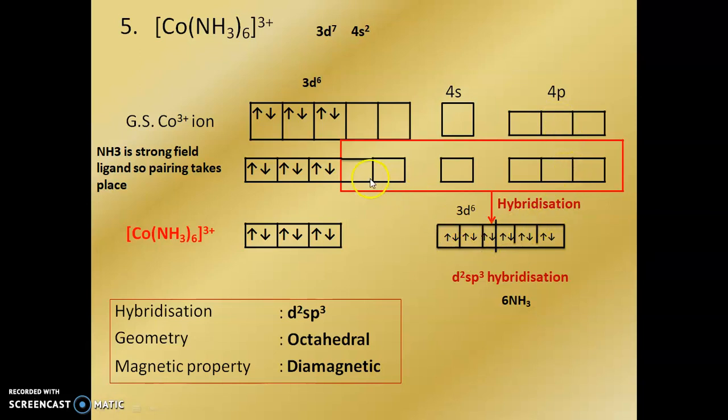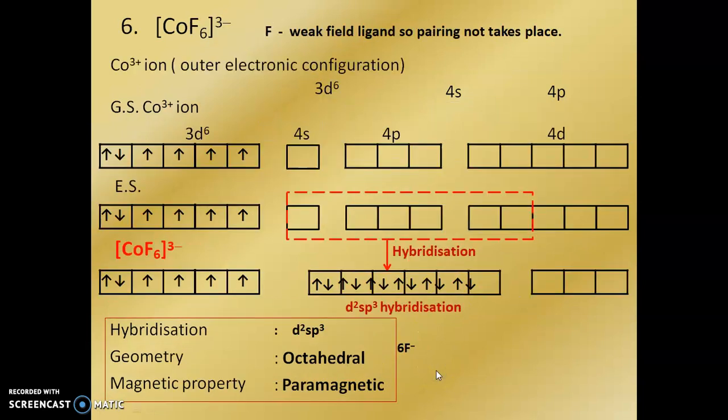Hence these 6 empty hybrid orbitals of cobalt overlap with these 6 NH3 ligands, and they form d2sp3 hybridization. They are octahedral in nature, and there is no unpaired electron, hence this complex is diamagnetic.